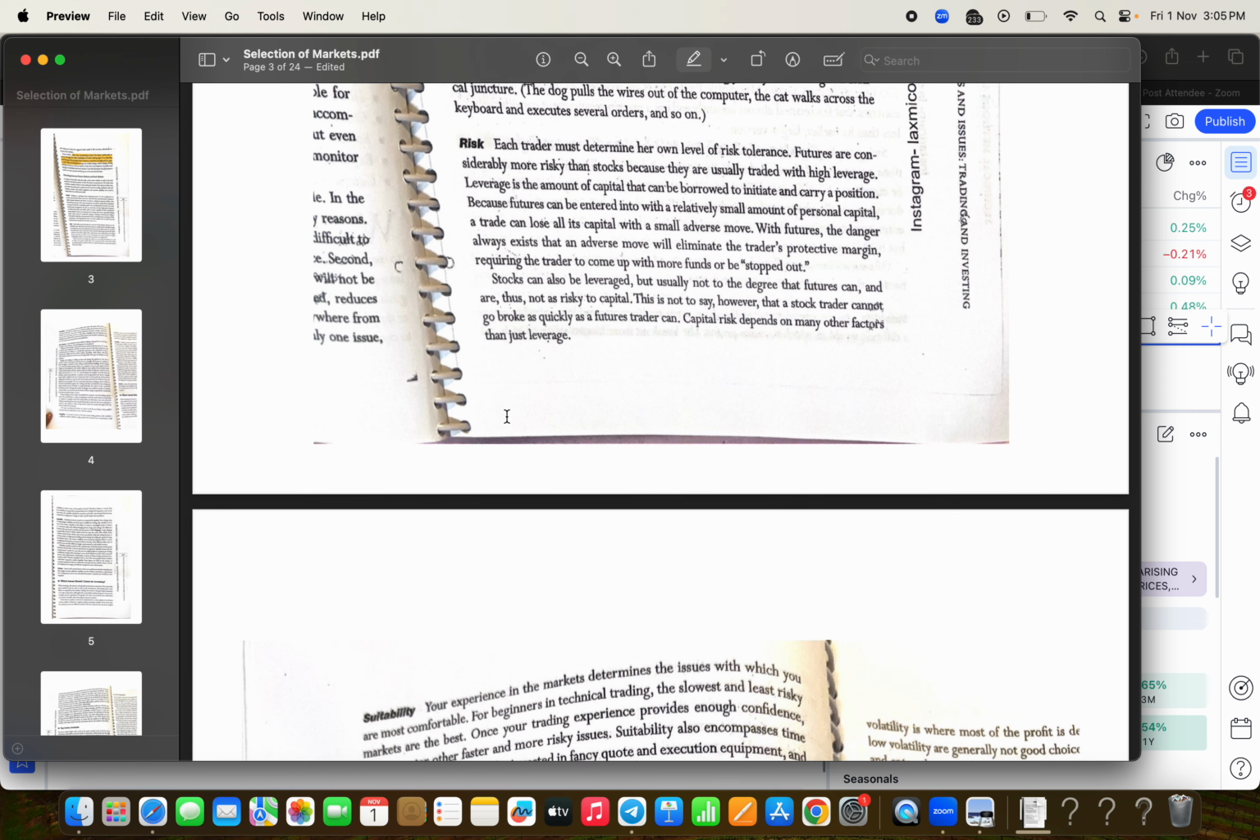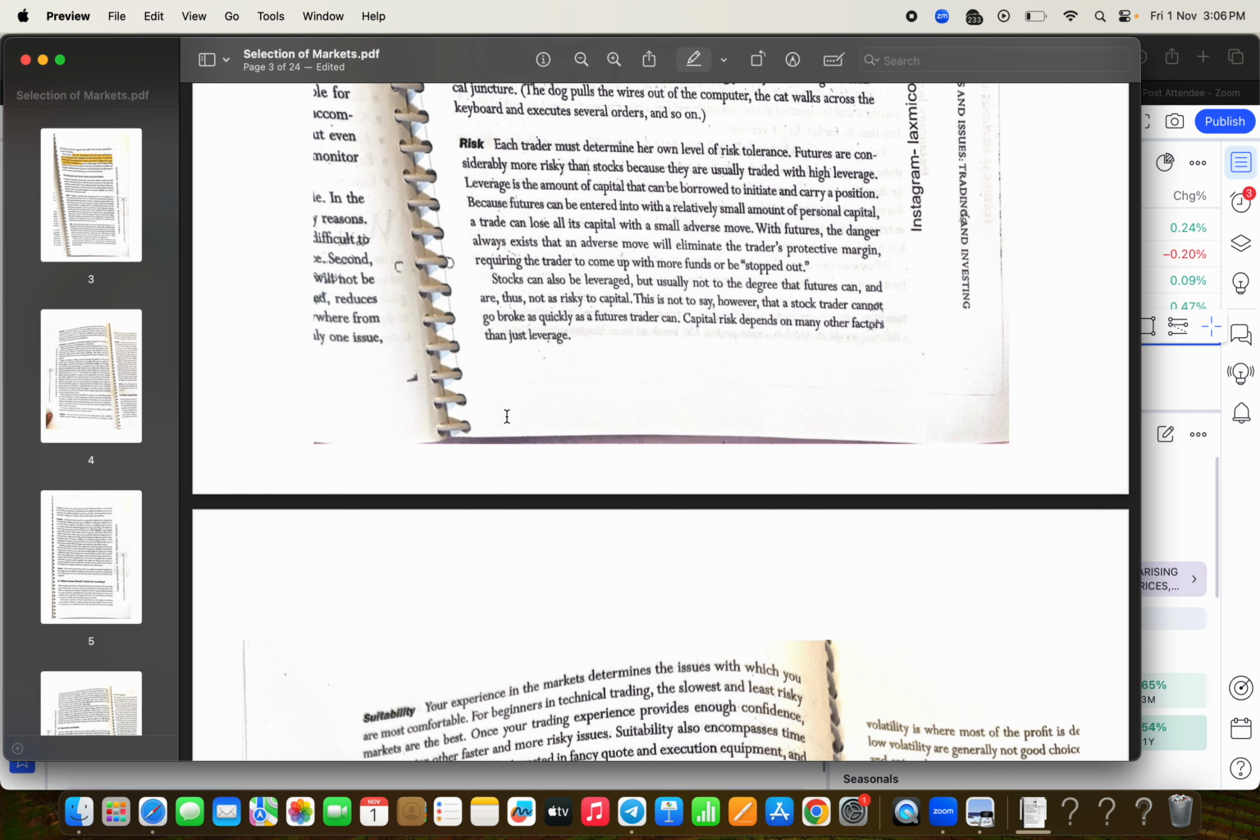And then we have the second topic, which is risk. How much risk are you willing to take as a trader or as an investor? Everyone has a different type of risk tolerance, right? So, futures are considerably more risky than stocks because they're usually traded with very high leverage. You know that. Leverage is basically the amount of capital that can be borrowed to initiate and carry a position. So you are taking up a position which is much more than what you can actually afford.